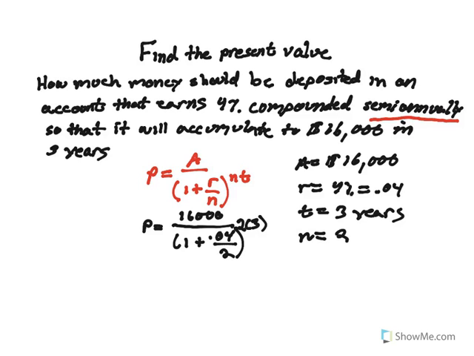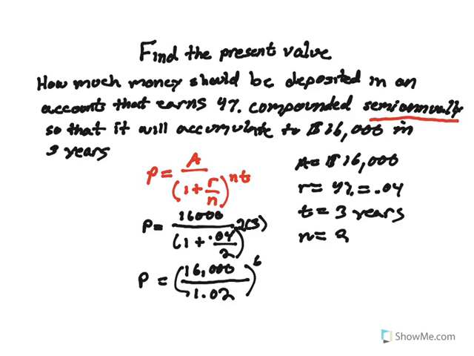Following the order of operations, you do what's in the parentheses first in the denominator. Divide 0.04 by 2, then add 1, and that gives you 1.02. Then 1.02 is raised to the 6th power, because 2 times 3 is 6. Then we do 16,000 divided by 1.02 to the 6th power.